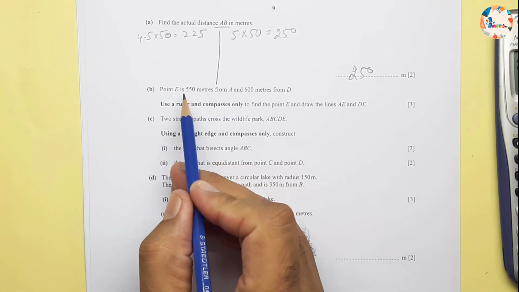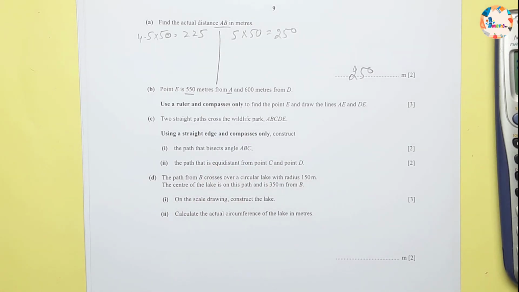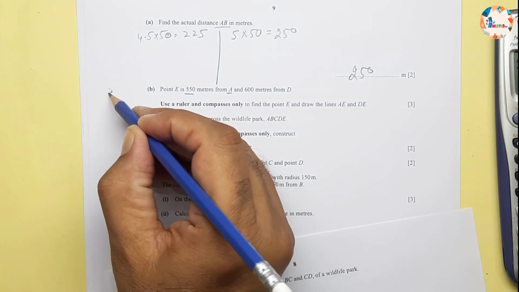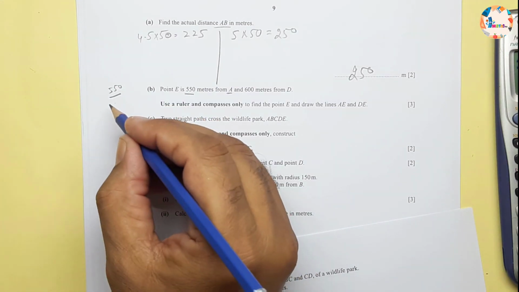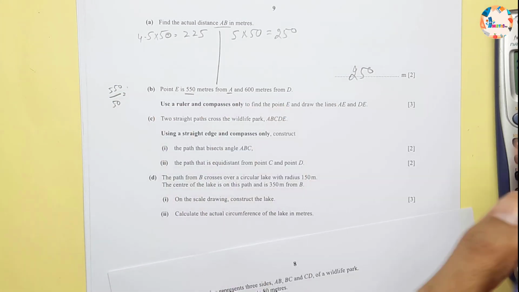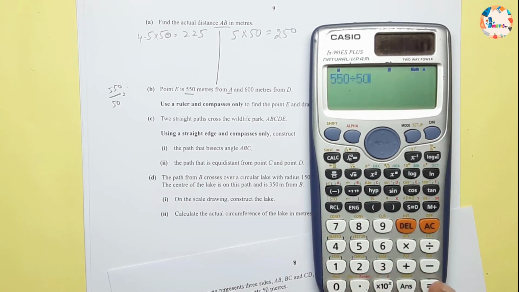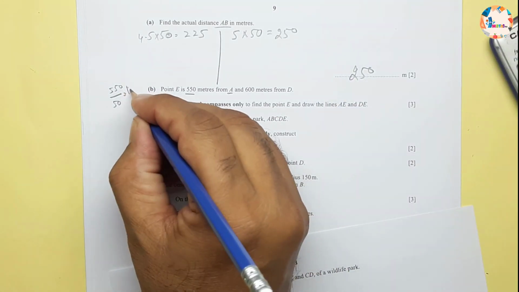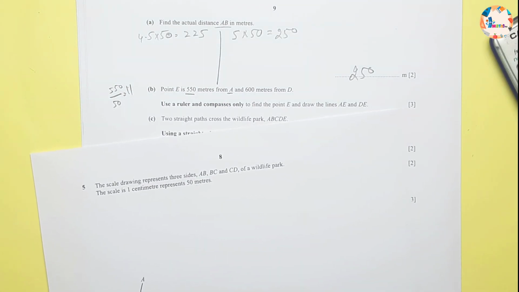So point E is 550 meters from A. 550 divided by 50, because the scale is 50, so this will be equal to 10, or 11. Let's check. This divided by 50 will be equal to 11. So we'll be checking 11 centimeters from A.